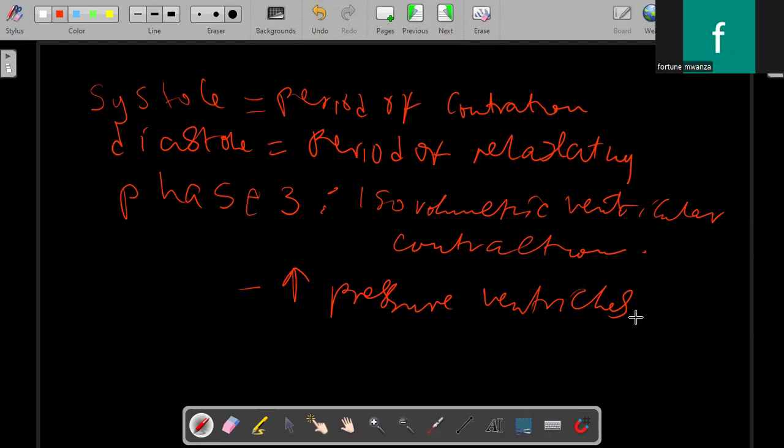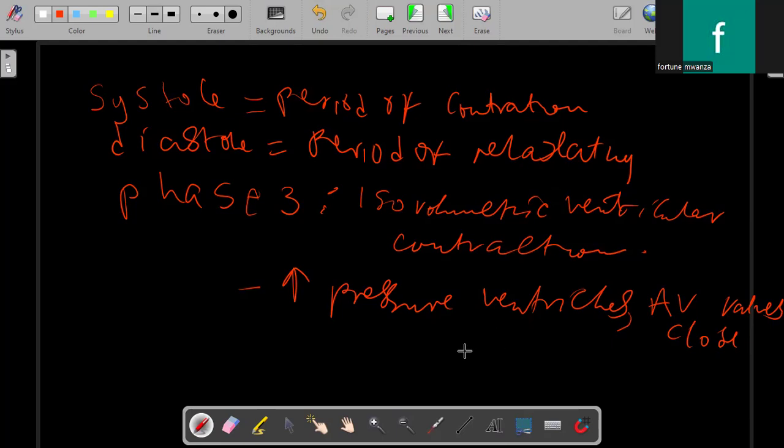So what do you do? You close your AV valves. Remember, there are those atrioventricular valves. So they are going to close. There will be closure of the AV valves. So you are closing these AV valves to prevent the backflow of blood to the atria, because of that pressure which is in the ventricles.